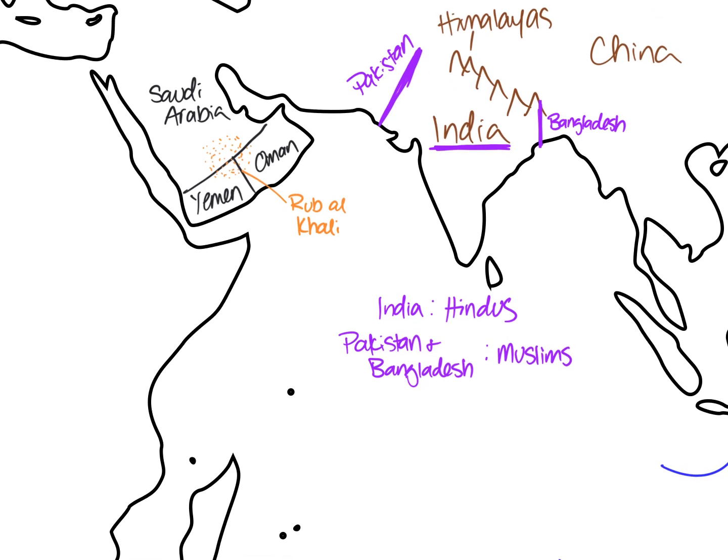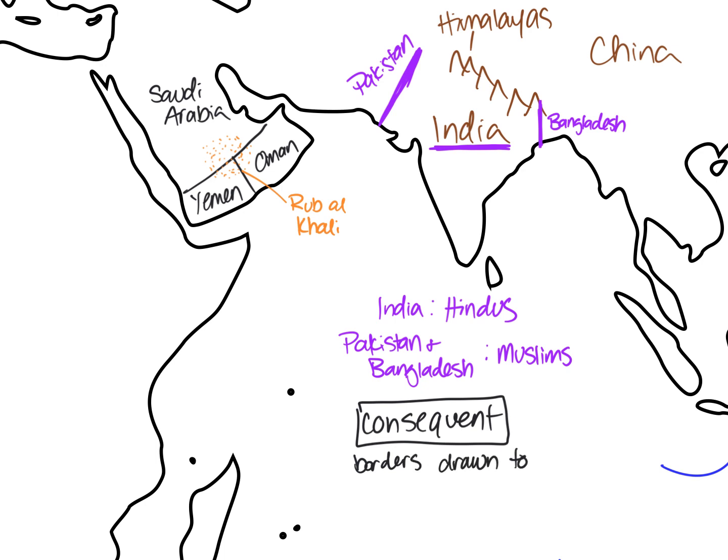This also relates to another vocab term. So I'm back to my pencil color here. It is a consequent border. A consequent border. These are borders drawn to accommodate cultural differences.